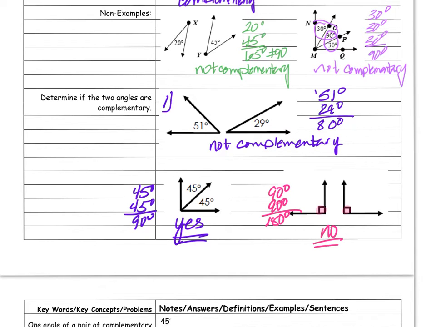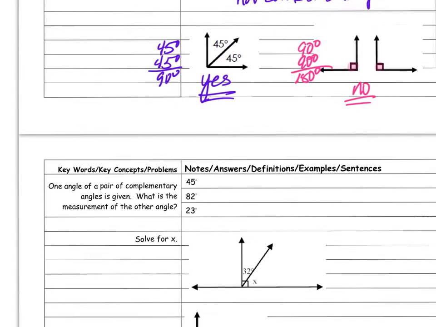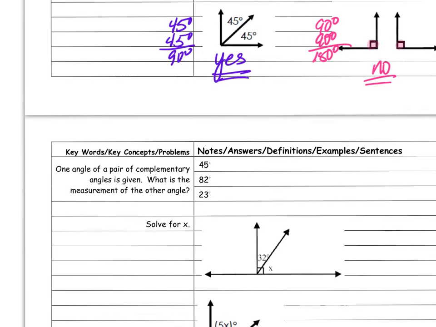Okay, so we have one more little section here to show you how to do the math portion of it. If I'm given one angle, how do I find the other angle? That's what this says. It says one angle of a pair of complementary angles is given, so we know they add up to be 90 degrees. What is the measure of the other? I know that they're complementary because it says so right here. So how do I find the other angle?